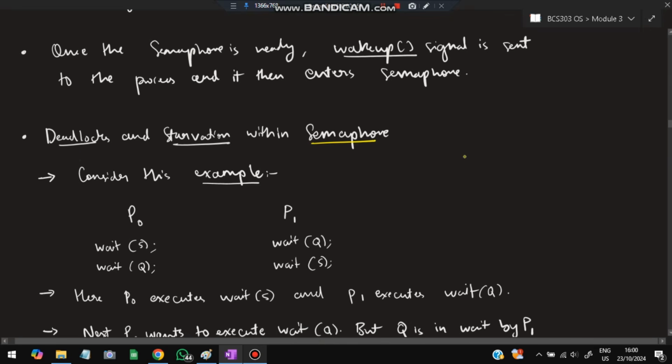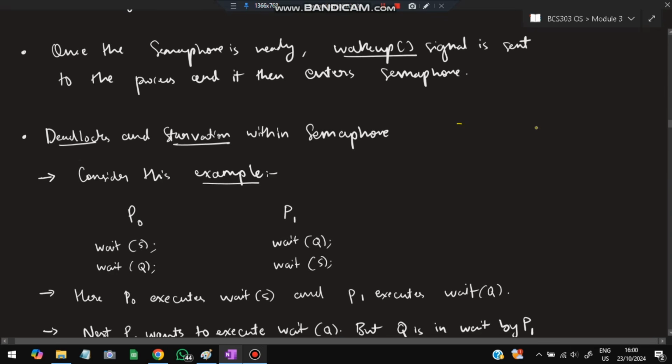What is a deadlock? Deadlock means that suppose you have imagined a highway in which one car is coming like this, and that car is blocked by this car, and this car is blocked by this car, and this car is blocked by this car. In this case, none of the cars will move. That is called a deadlock. Each car is waiting for the other car to move.